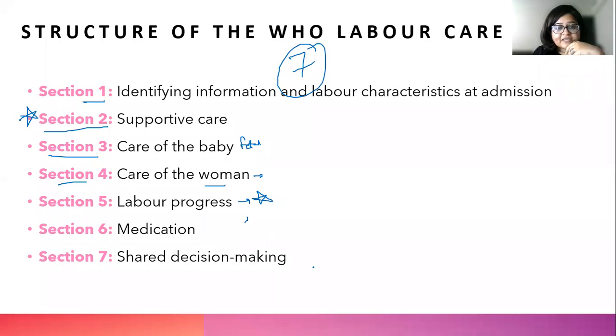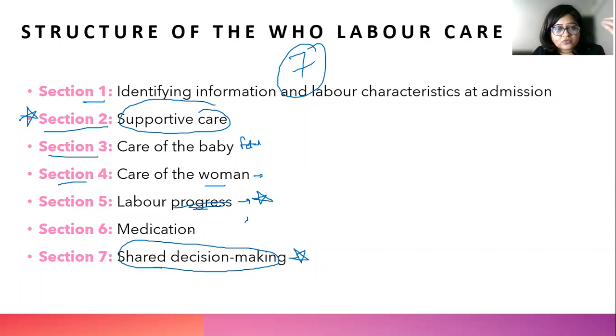And section 7 is again new. Shared decision making. You found the findings. What are you doing? That has to be documented. So the new things are supportive care. The labor progress has changed significantly, and shared decision making has been added: when you record your findings, what is your plan of management.